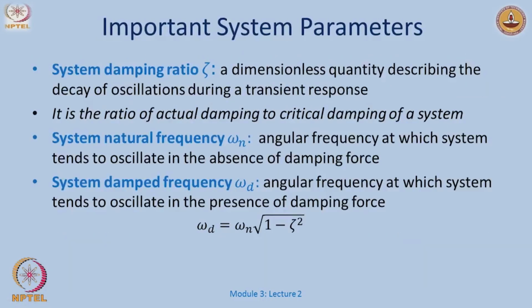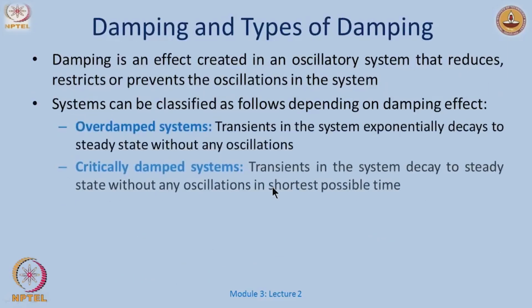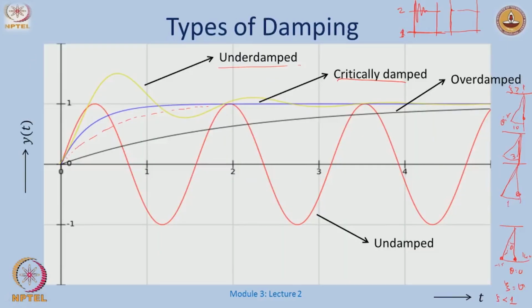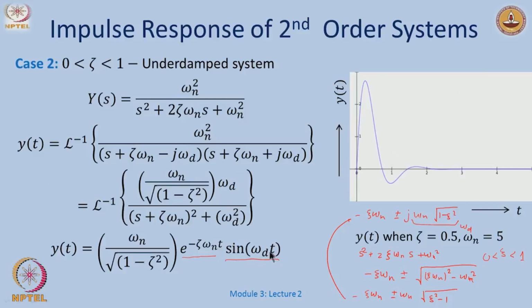Therefore I call this the damped frequency, the system damped frequency: the angular frequency at which the system tends to oscillate in the presence of a damping force, where zeta was greater than 0 but less than 1, and this is exactly the formula we used there. This omega d is not defined by magic; it just sits beautifully in the term sine omega d t. This is why I call this the damped natural frequency. This is omega n times the square root of 1 minus zeta squared.